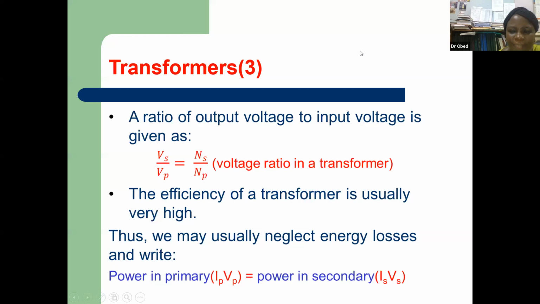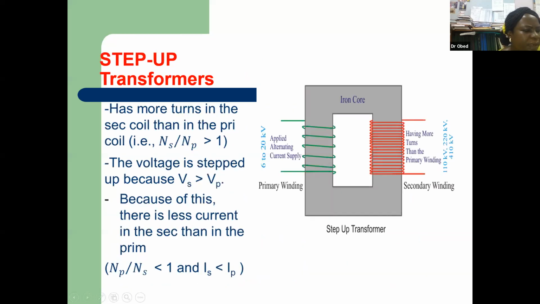And going to the next slide, you begin to wonder, what is a step-up transformer and what is a step-down transformer? A step-up transformer has more turns in the secondary coil than in the primary coil. You can see a lot of windings in the secondary coil than in the primary coil. This one is scanty, this one has a lot. So it has more turns than the primary winding.